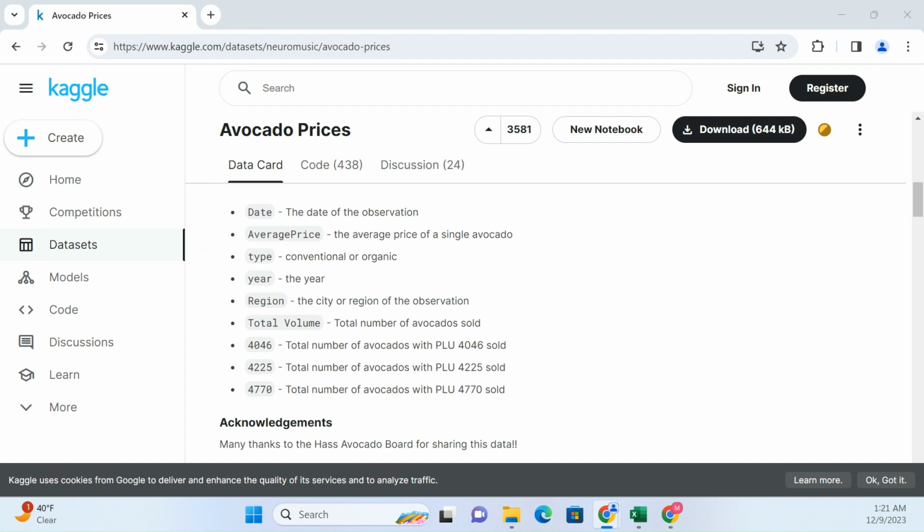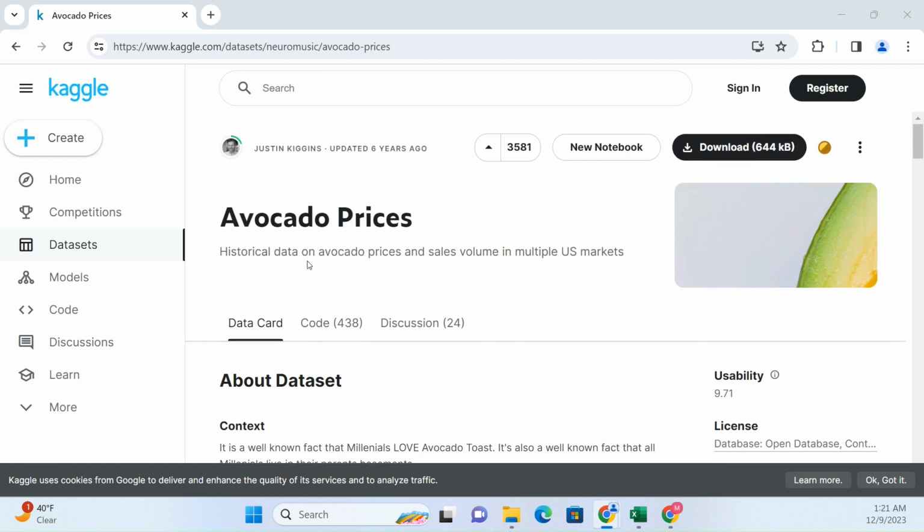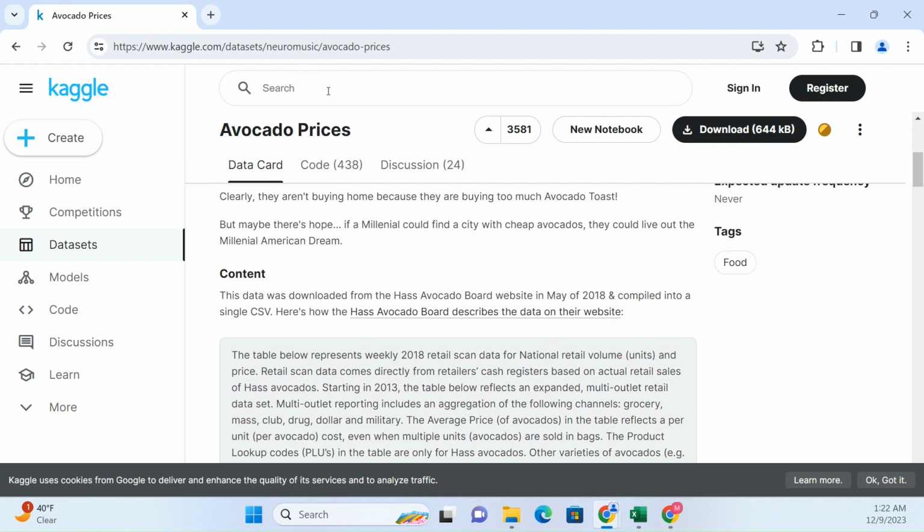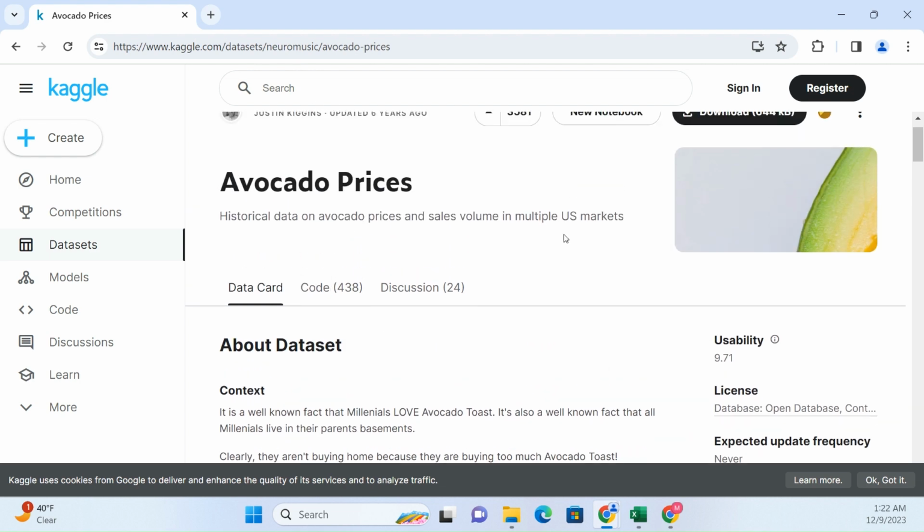The data set we're going to use here is this avocado prices data set that I found on Kaggle. It's just historical data on avocado prices and the corresponding sales volume sold in multiple US markets. We're going to cut the data down to a specific segment to simplify things. You're going to have the average price of the avocado sold, the total volume of how many units were sold, and the date range and all that other stuff. You could just download this. I'll put this in the description box.